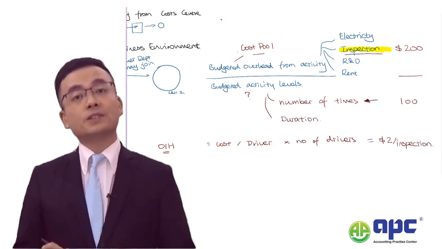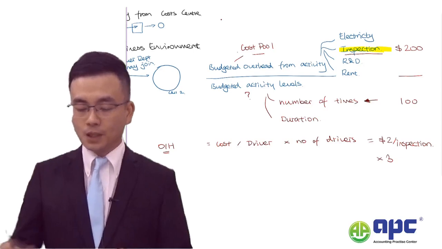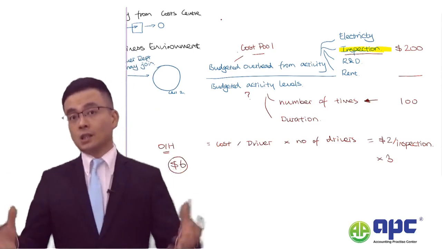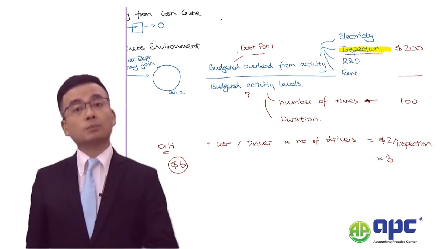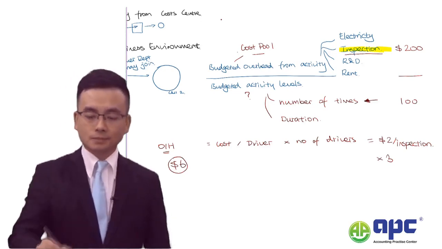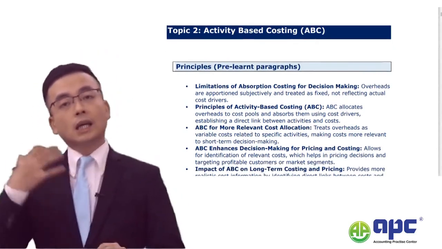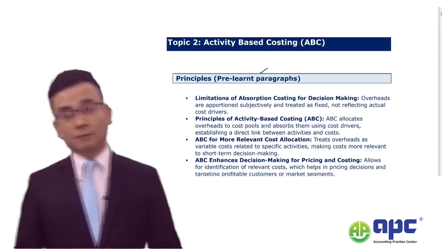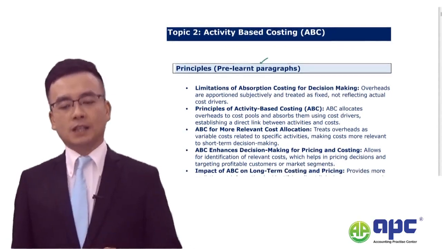And for this particular product, I will need to have 3 inspections, for example, and therefore I would like to charge or to absorb. Yes, we can also use the word absorb in the ABC. We would like to absorb $6 into the product under ABC there. That's the basic idea. And of course, in the ABC, I created pre-learned paragraphs summarizing from many past exams of the CIMA. You can directly learn them really.